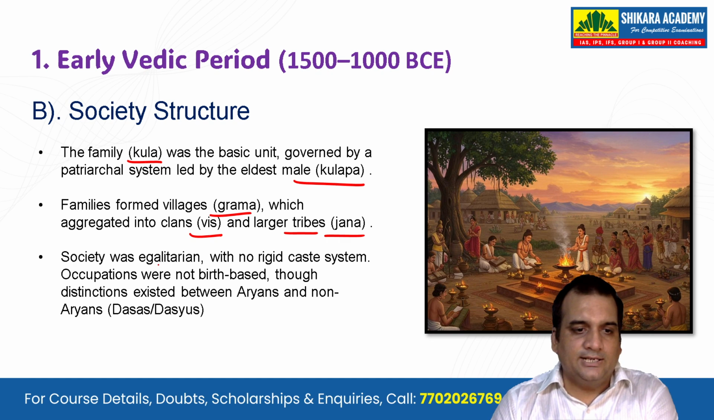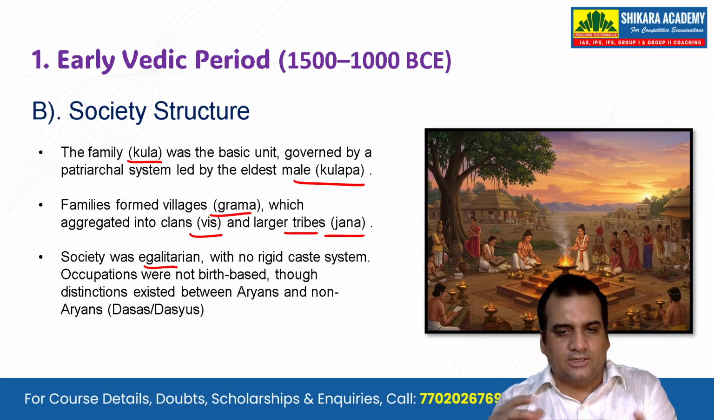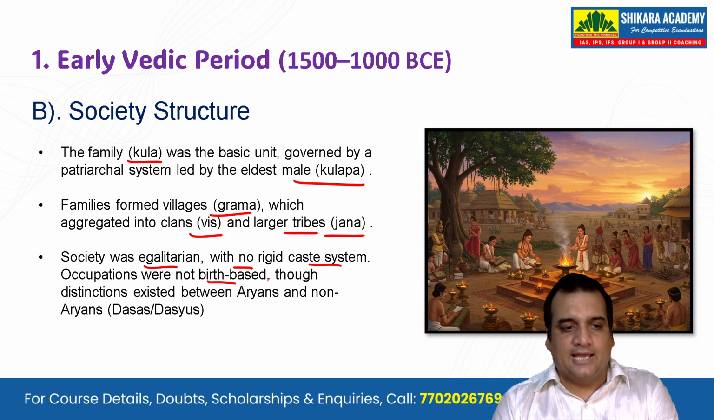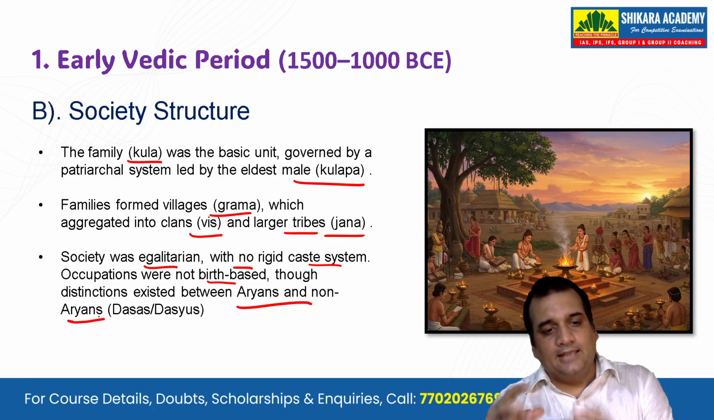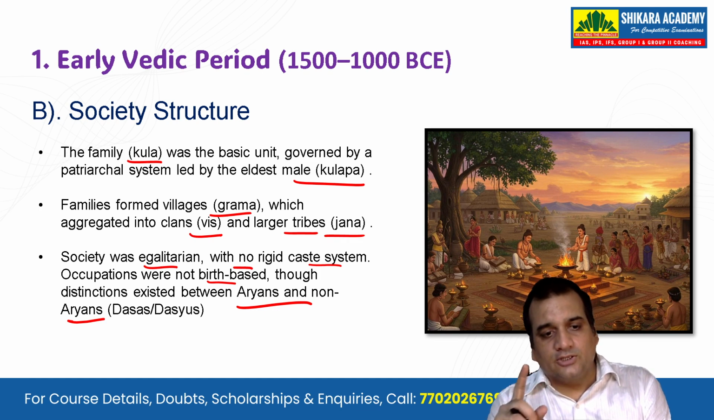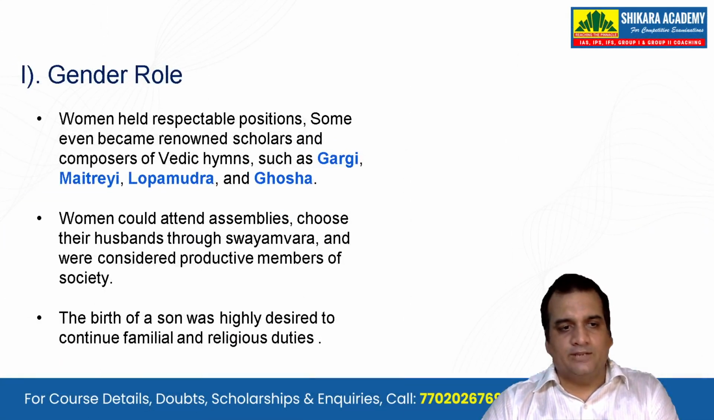Society was egalitarian, so it was based on rights for everybody. It was not that somebody is royal and somebody is lower, with no rigid caste system. Again guys, no rigid caste system. Occupations were not birth based, though distinctions existed between Aryans and non-Aryans. We can see there were some distinctions between the Aryans and the non-Aryans, like the Dasas and the Dasyus, but the occupations were not birth based. That is an important point which you should take from here.